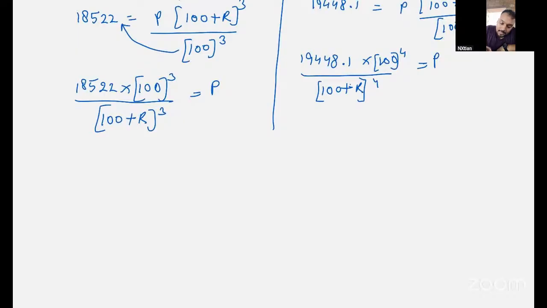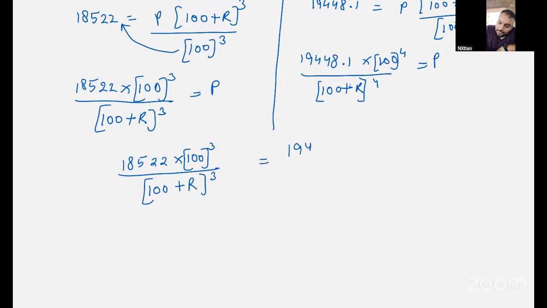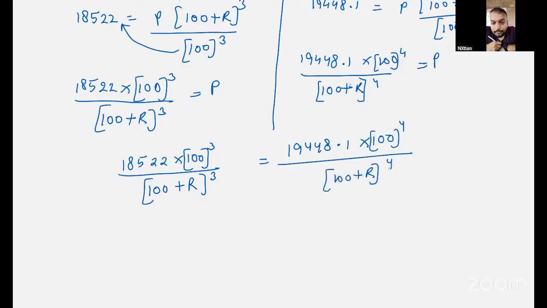From this, we can say that 18522 into 100 power of 3 upon 100 plus r power of 3 is equal to 19448.1 into 100 power of 4 upon 100 plus r power of 4. Did you listen? Everyone turn on your camera, please.